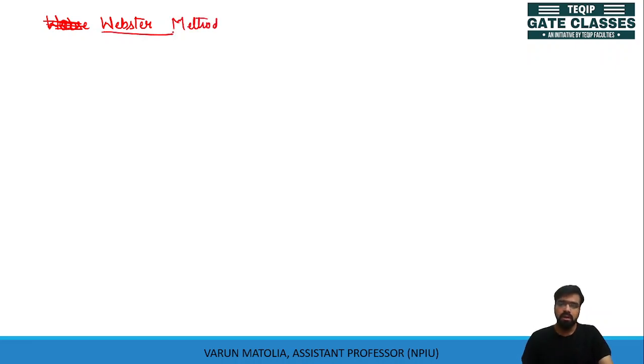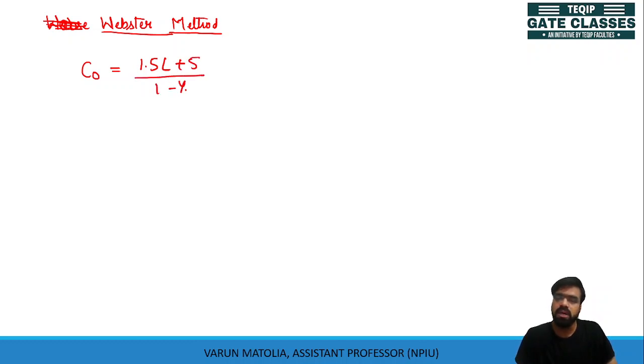Webster method. This method is given in your GATE syllabus. So we will discuss this method extensively and we'll do one question also. This method gives you a formula for cycle length, that is 1.5 L plus 5 divided by 1 minus Y. Let us see one by one what these terms are.